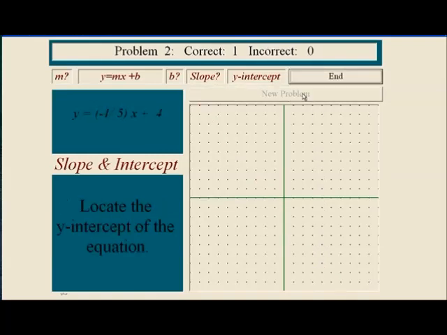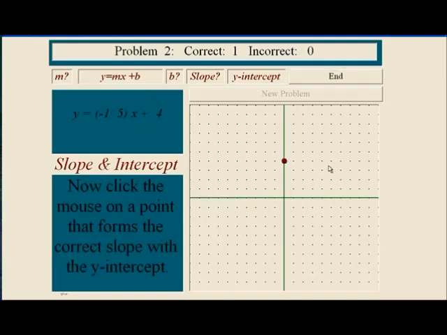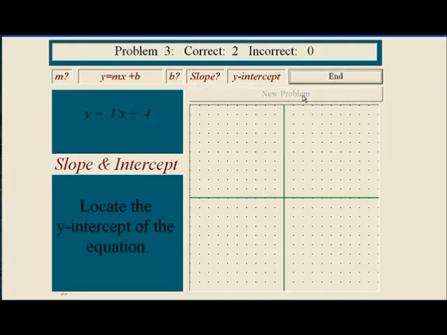Let's do another problem. Locate the y-intercept. Your eyes should be going right here. It's 4. 1, 2, 3, 4. There's the y-intercept. Slope is right here. Rise over run. Sink 1, run 5. We win.